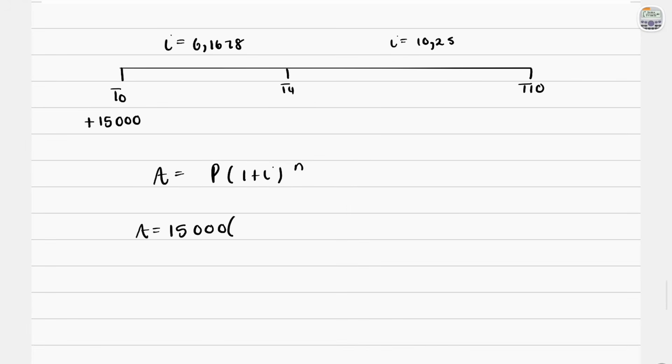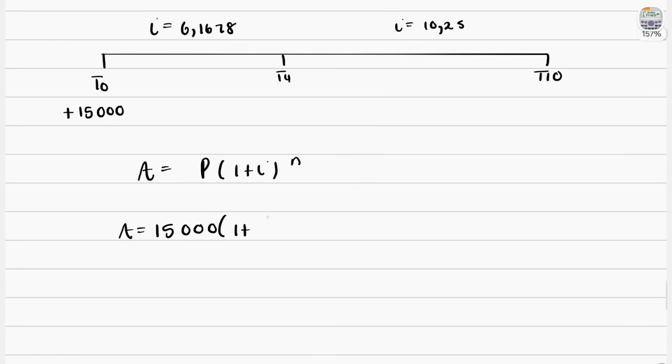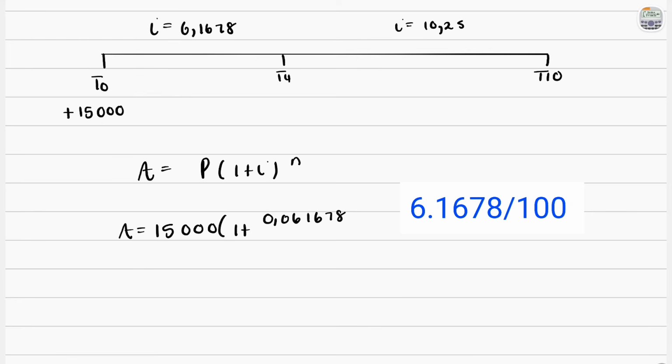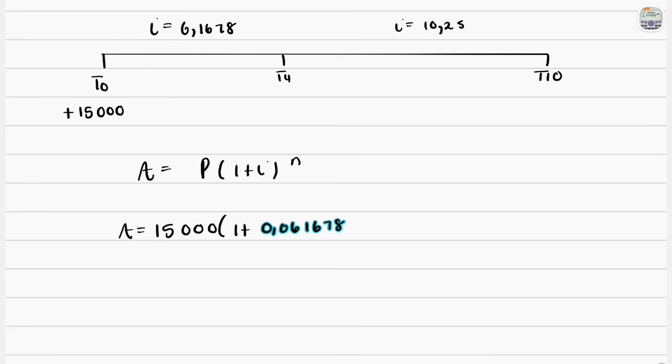And then let's look at the first thing that happens. This money gains interest at this rate. So as a decimal, this is now going to be 0.061678. Okay, now it's not going to be, I don't know why I put it up. It's not going to be compounded monthly anymore. It's just going to be like that.